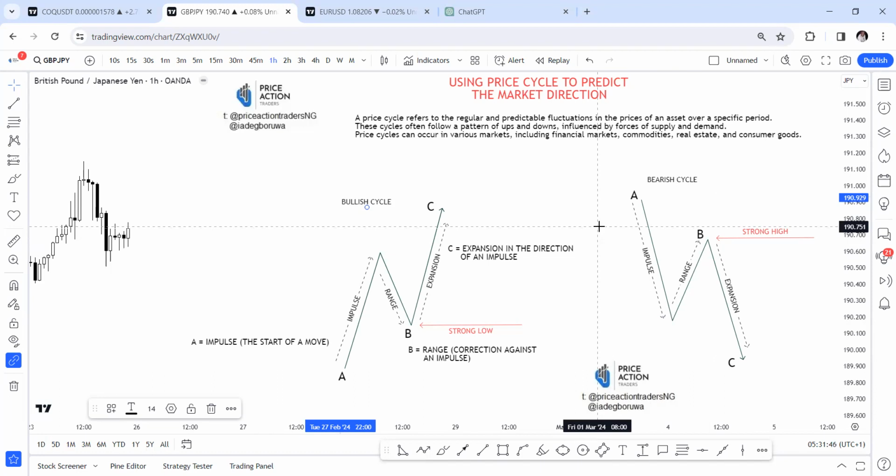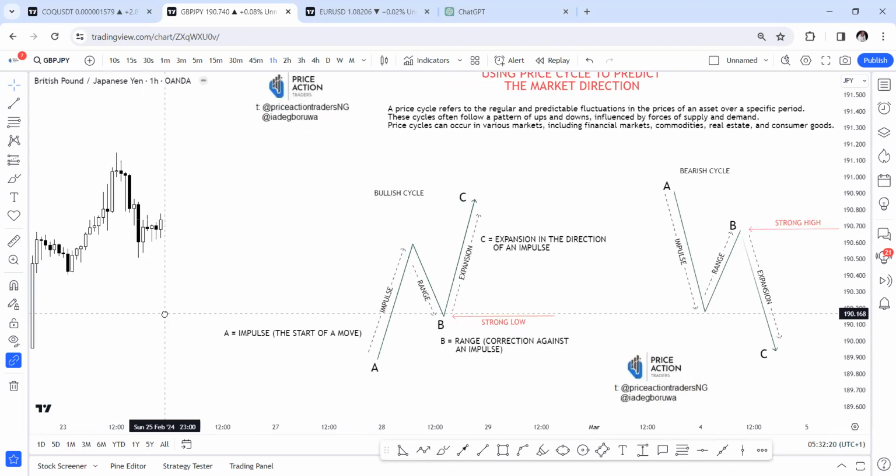So in most cases, leg C usually comes in the same length as leg A, which is A equals C. That is how it happens, at least about 90% of the time. We see it here in Pound Japanese Yen that we feature here.